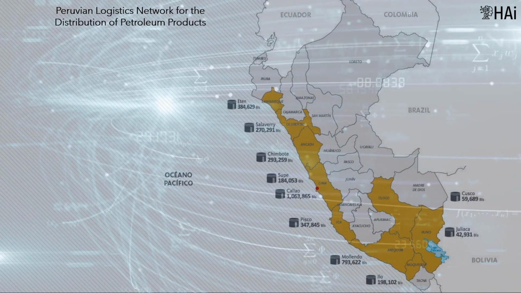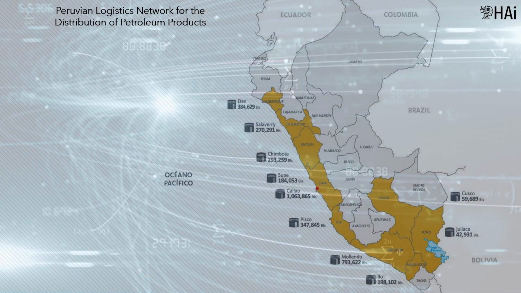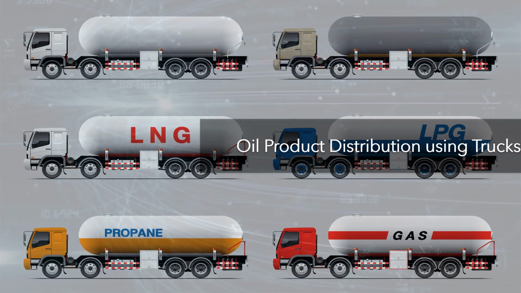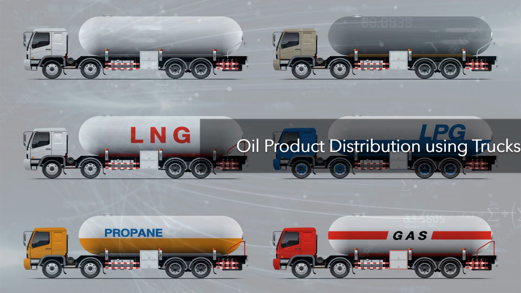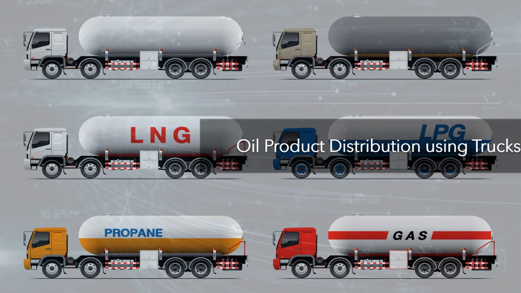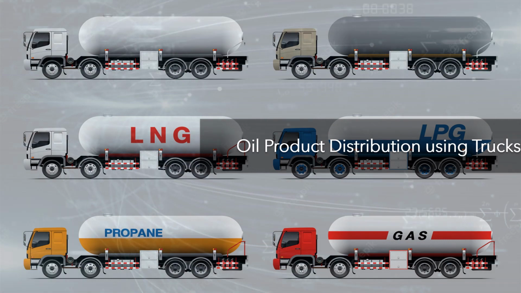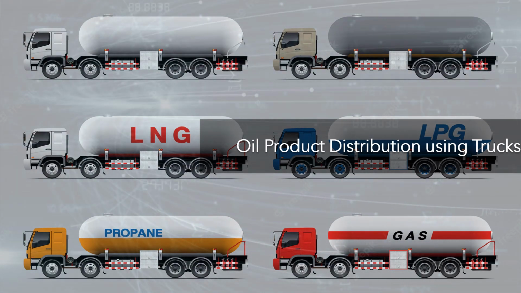The products must be distributed in 8 ports with terminals to store the products, and then distributed to the interior of the country. Oil product distribution optimization supports the scheduling of gasoline distribution operations, between product terminals and from product terminals to gas stations. It is applicable to several oil products like gasolines, LNG, LPG and others.